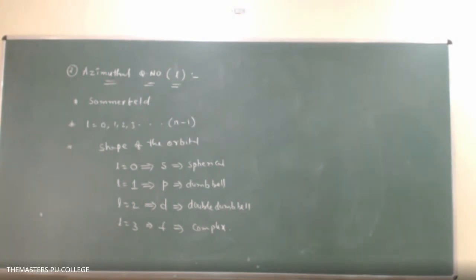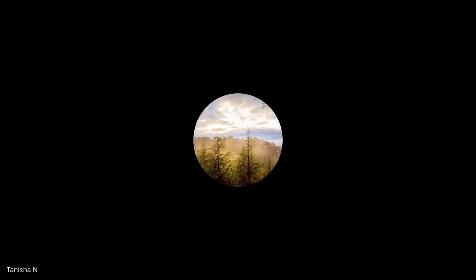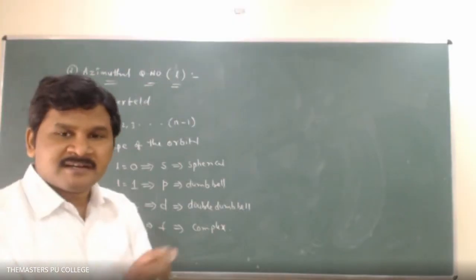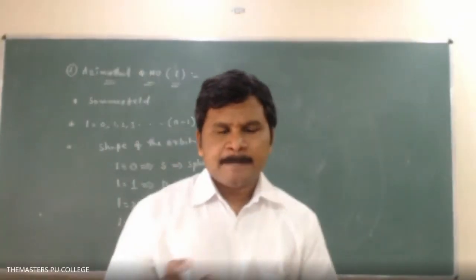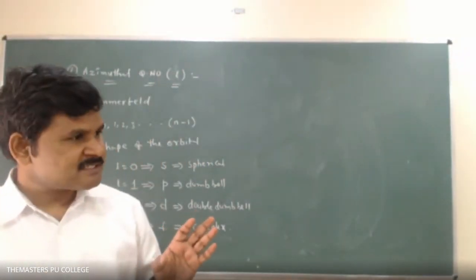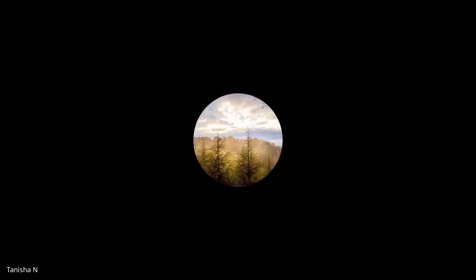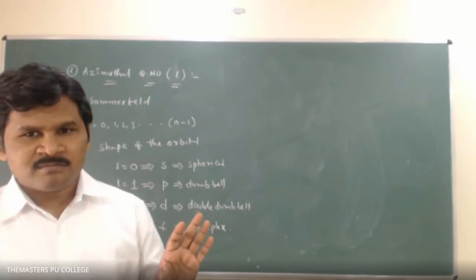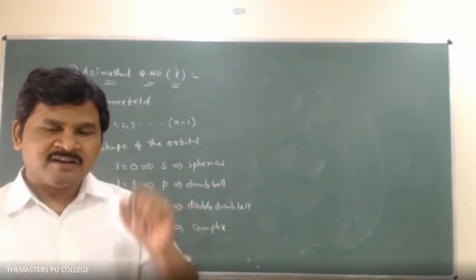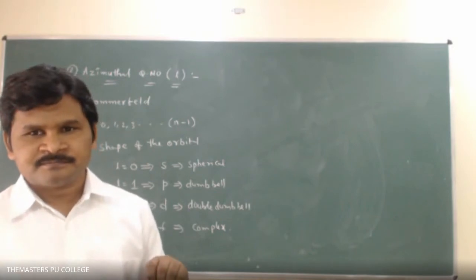Sir, why does n depend on L? N depends on L means different orbitals. Why? Because in the structure of the atom, the nucleus is present at the center of the atom, and it is composed of protons and neutrons. Next, around the nucleus, what do we have? Electrons.